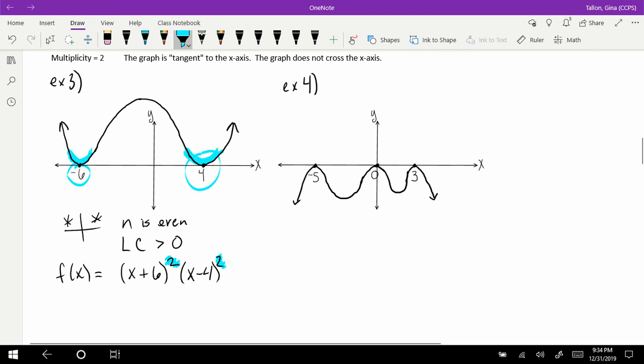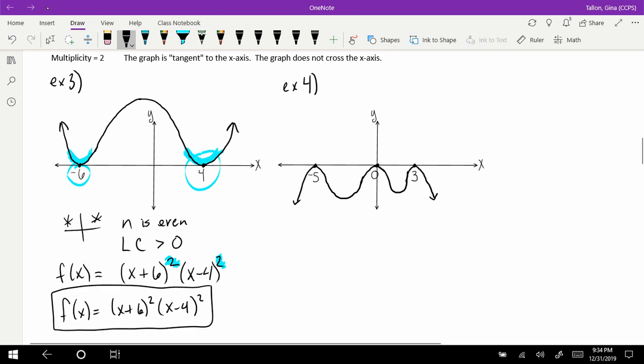There's really no way to clean it up, but I will go ahead and just rewrite it and box my answer. F of x is equal to x plus 6 quantity squared, x minus 4 quantity squared. And we will box that. Good to go.